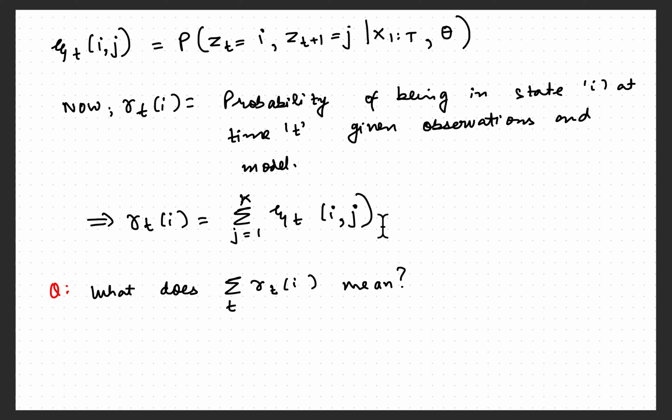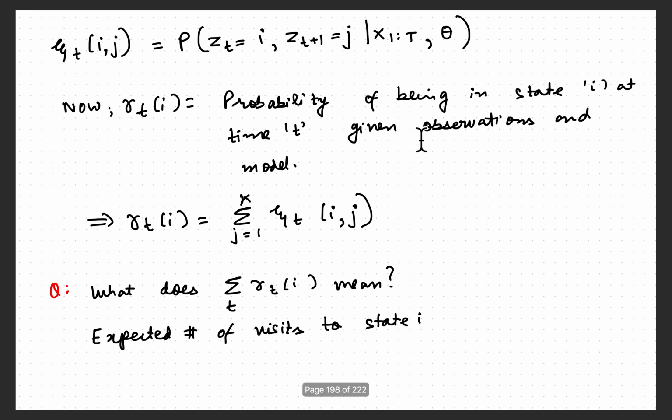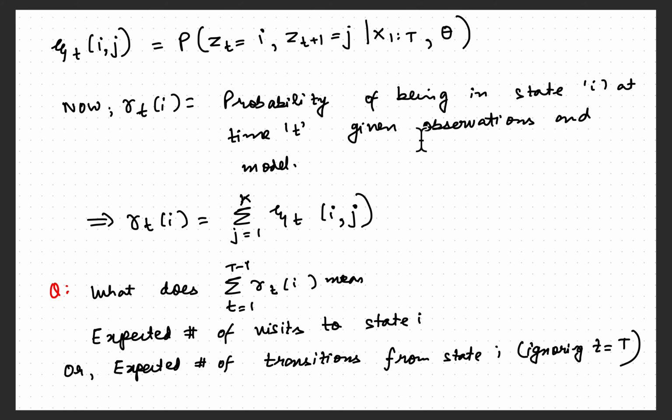So gamma t of i was the probability of being in state i at time t. If you sum it over all the possible timestamps t, then it is the expected number of times you are in state i in a given sequence. If you do the summation from t equal to 1 to capital T minus 1, this gives you the expected number of transitions from state i. There's only a subtle difference between these two definitions, and if you just ignore small t equal to capital T, then both of these definitions are fairly similar.